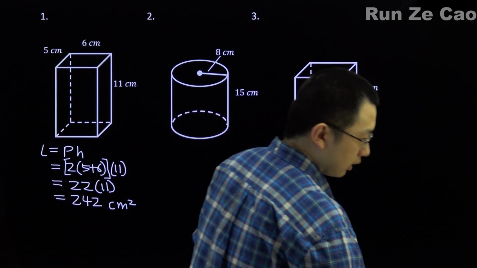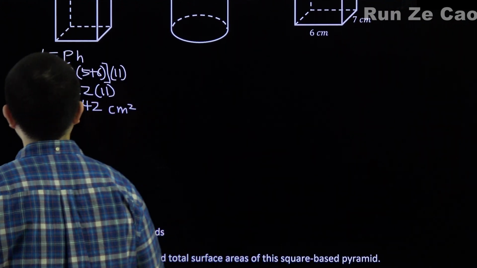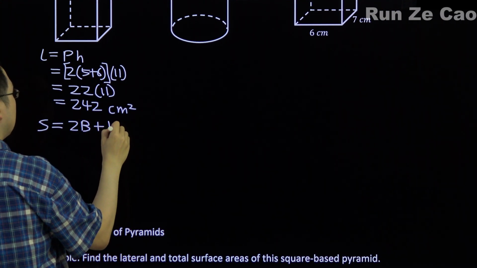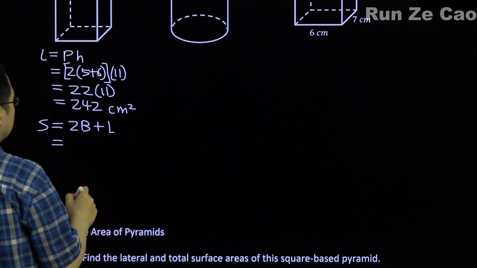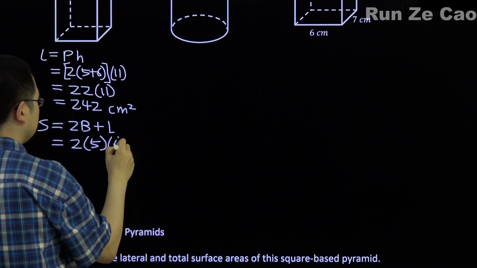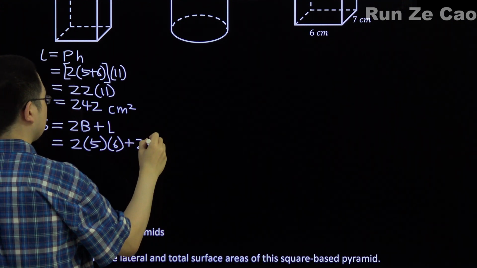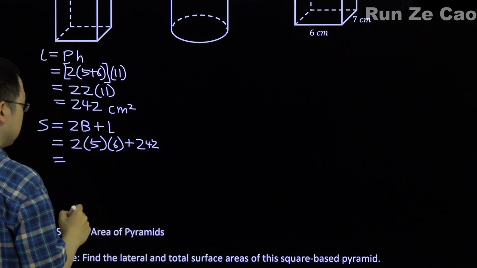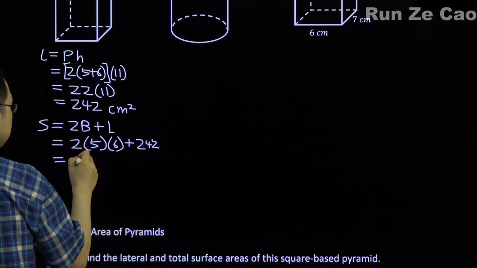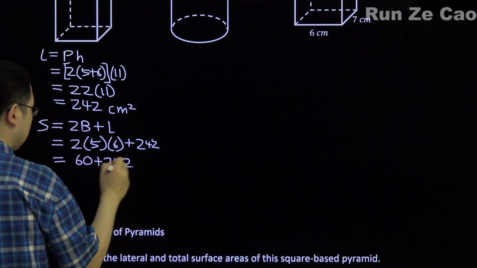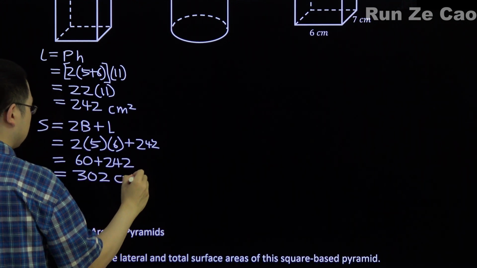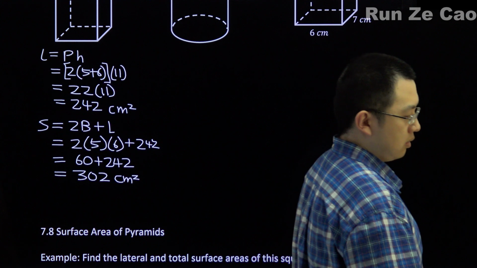Now the total surface area: S equals 2b plus L. So that means 2 times 5 times 6 plus 242, which is 2 times 5 is 10, times 6 is 60, plus 242. So 302 centimeters squared. Right.